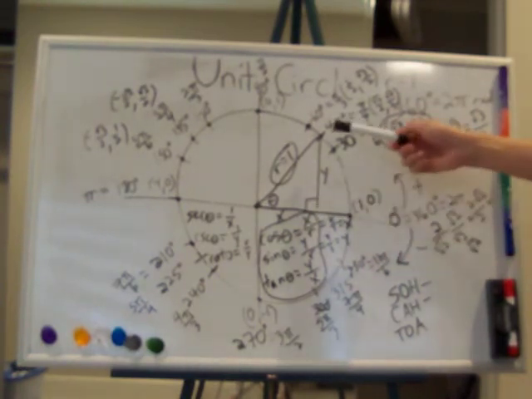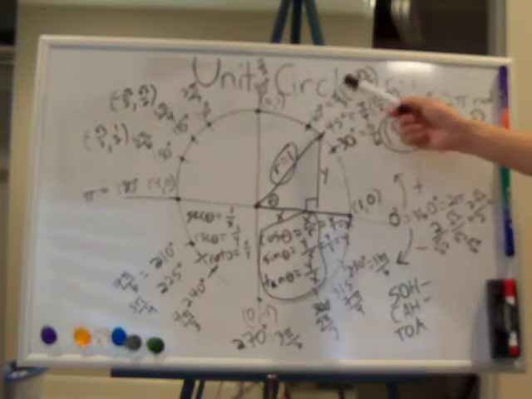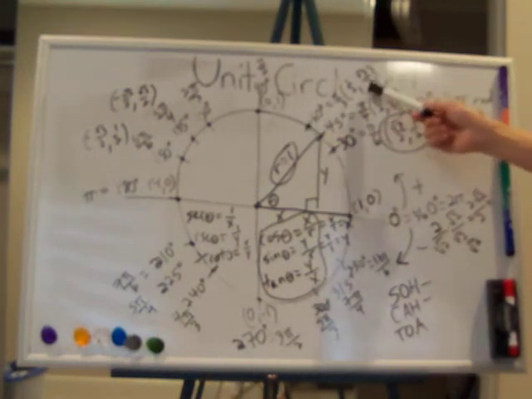So cosecant of pi over 3. So the y value is rad 3 over 2. Reciprocal of that's 2 over rad 3. If you rationalize, that becomes 2 rad 3 over 3. So cosecant of pi over 3 should be 2 rad 3 over 3, right?